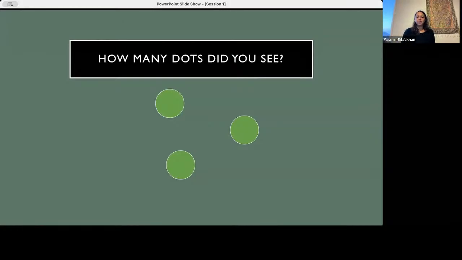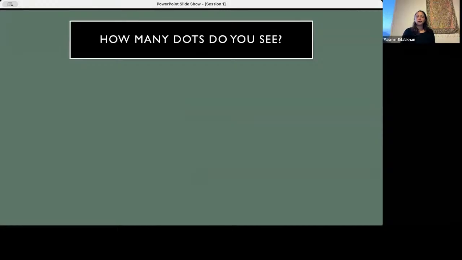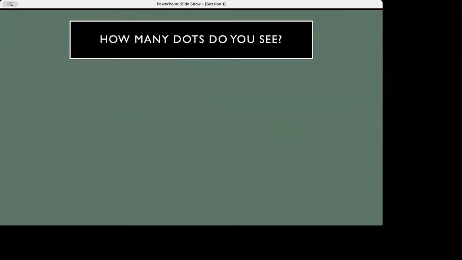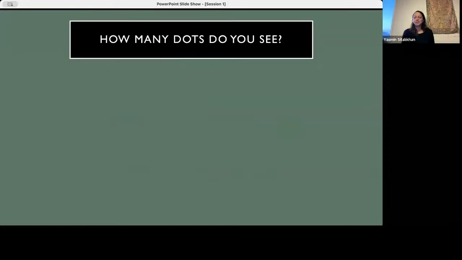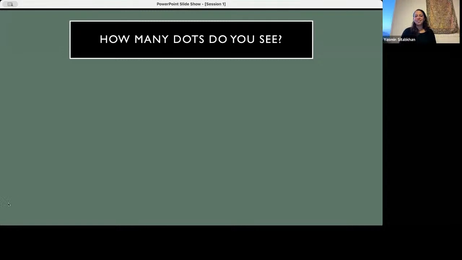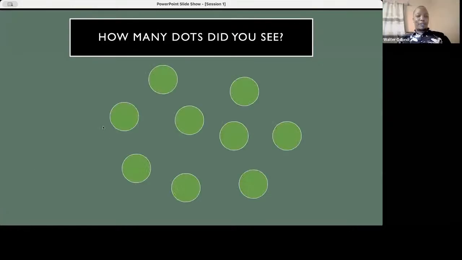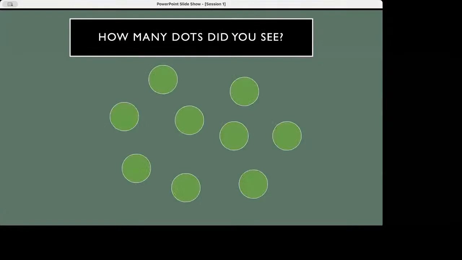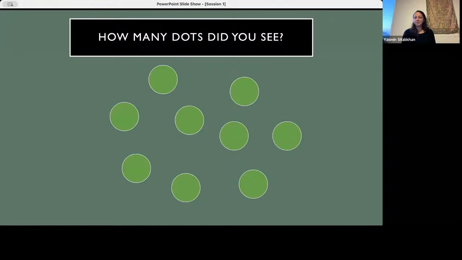Okay, let's do a few more. You ready? How many dots do you see? How many? 7. Eight. Eight. It was difficult. It was fast, so I wasn't able to know. Okay, here you go. How many are there? Oh, 9. 9. 9.